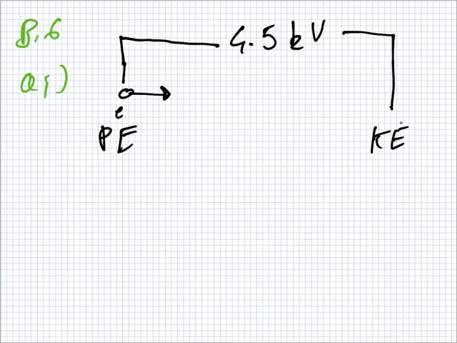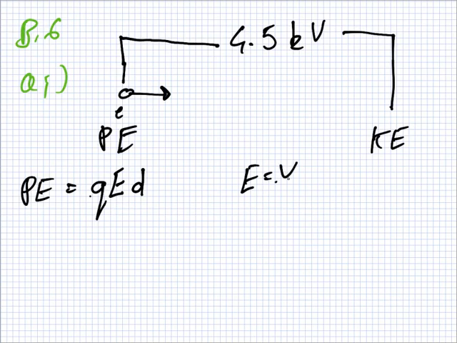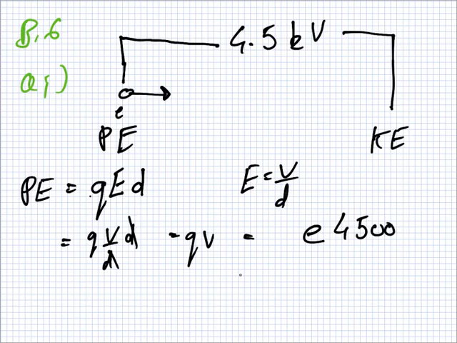So for this one we have a formula for the potential energy. It's Q, E and D, where E is the electric field strength, Q is the charge. Now we know the Q, it's an electron. Do we know the D? No. Yeah, so you know the formula for E is V over D. So this will be Q V over D times D, so it's QV. So it's the charge of an electron multiplied by 4,500. Oh, but they wanted it in electron volts, so then the answer would be 4,500 electron volts.